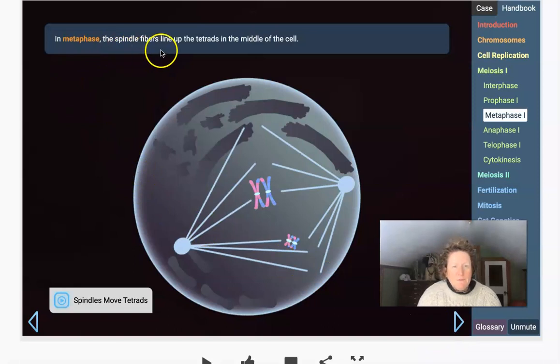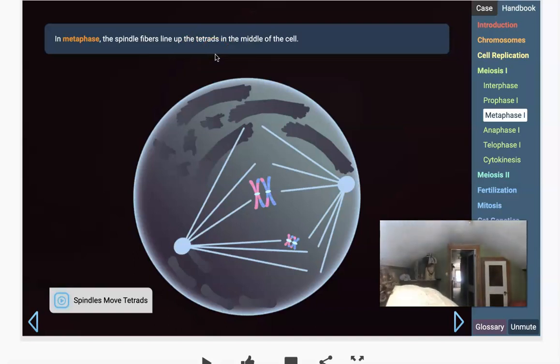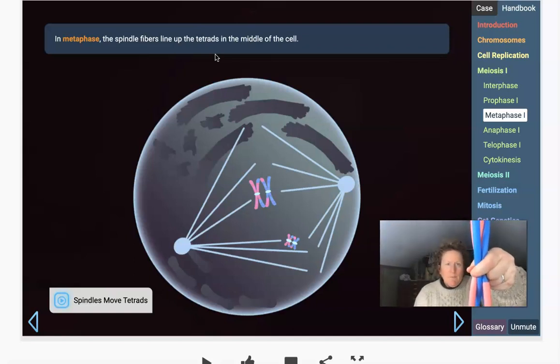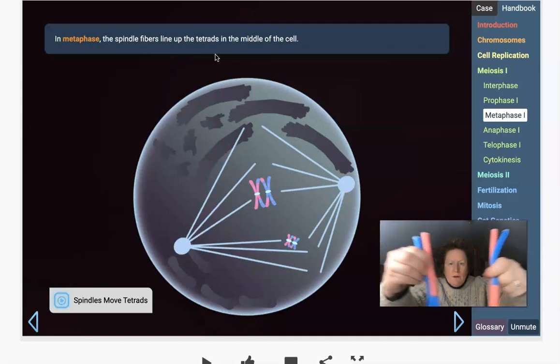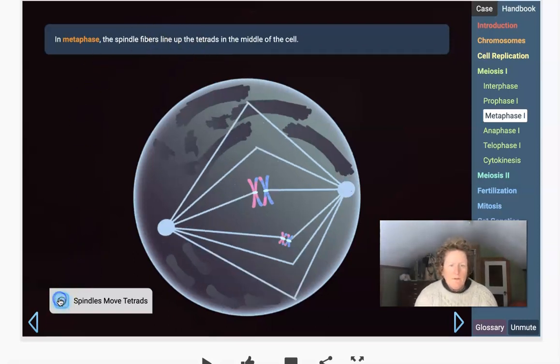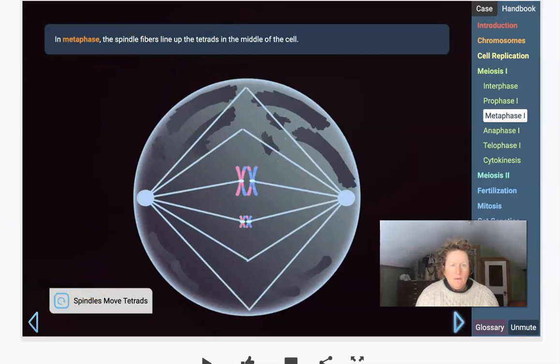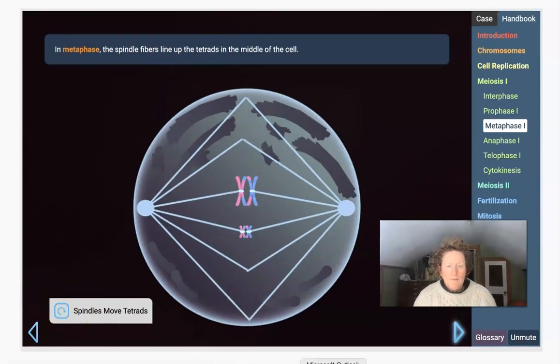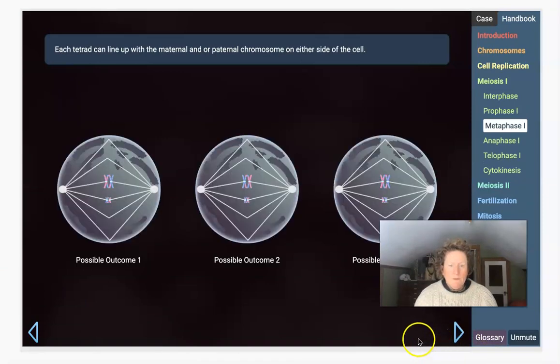In metaphase, the spindle fibers line up the tetrads in the middle of the cell. So what we have here, basically, just to give you an idea of what's going on here, we have 1, 2, 3, 4 chromatids all lined up, and they're going to get pulled apart to 2 and 2 like this. So let's move our tetrads. So right now we're 4N. We have 4 copies. We're going to move everything over.